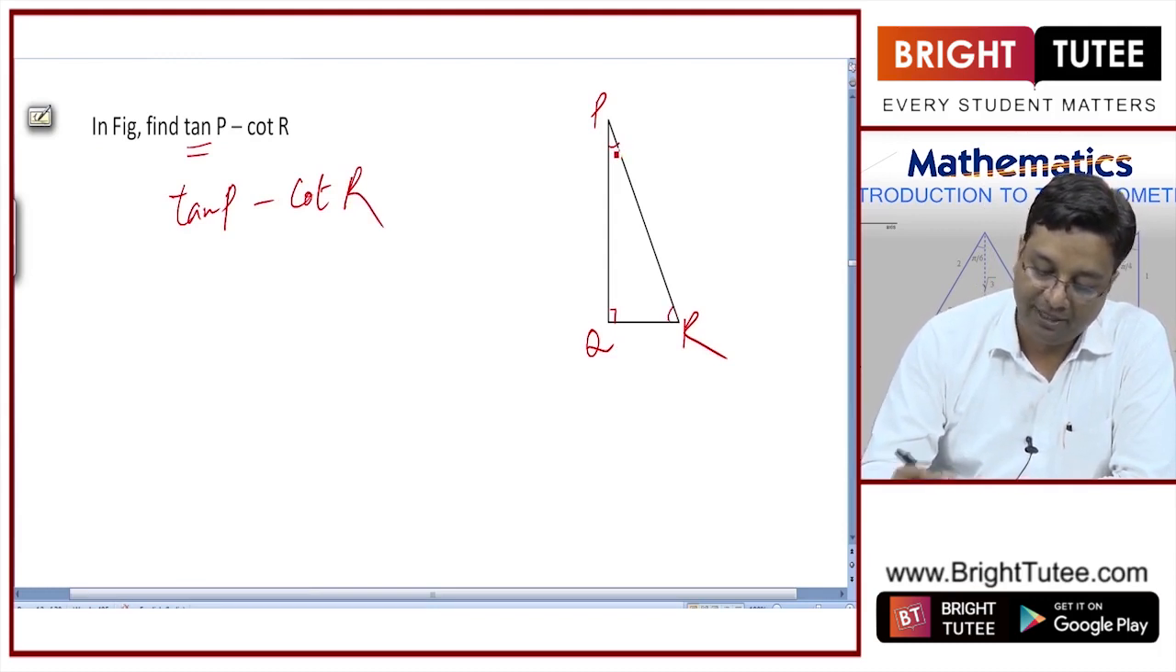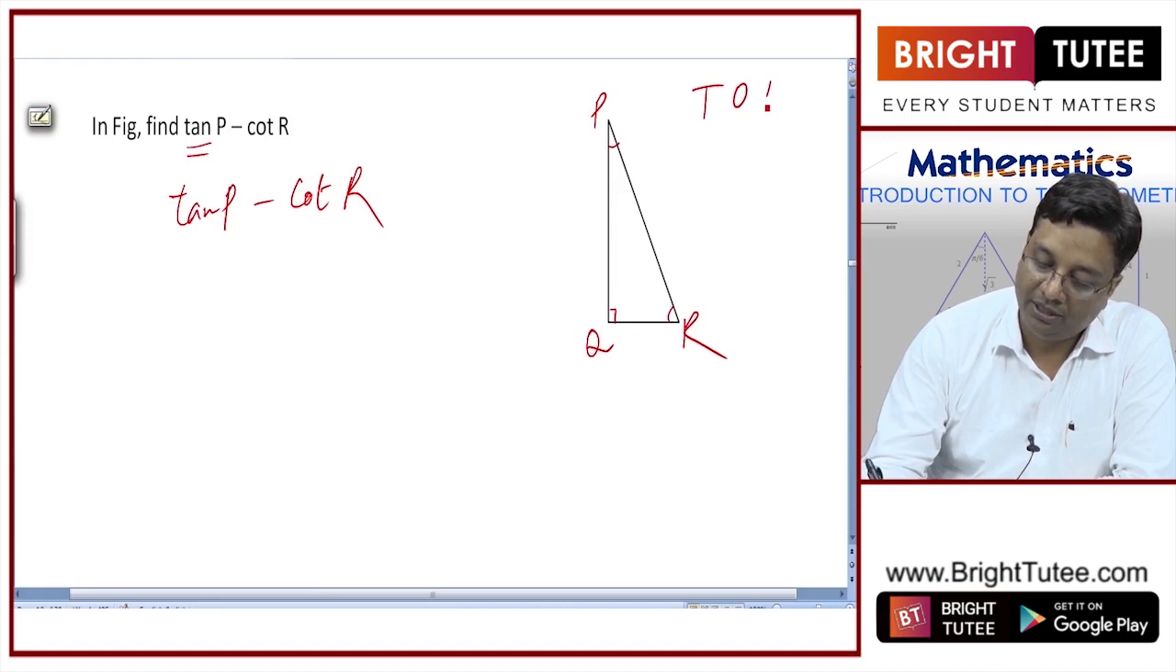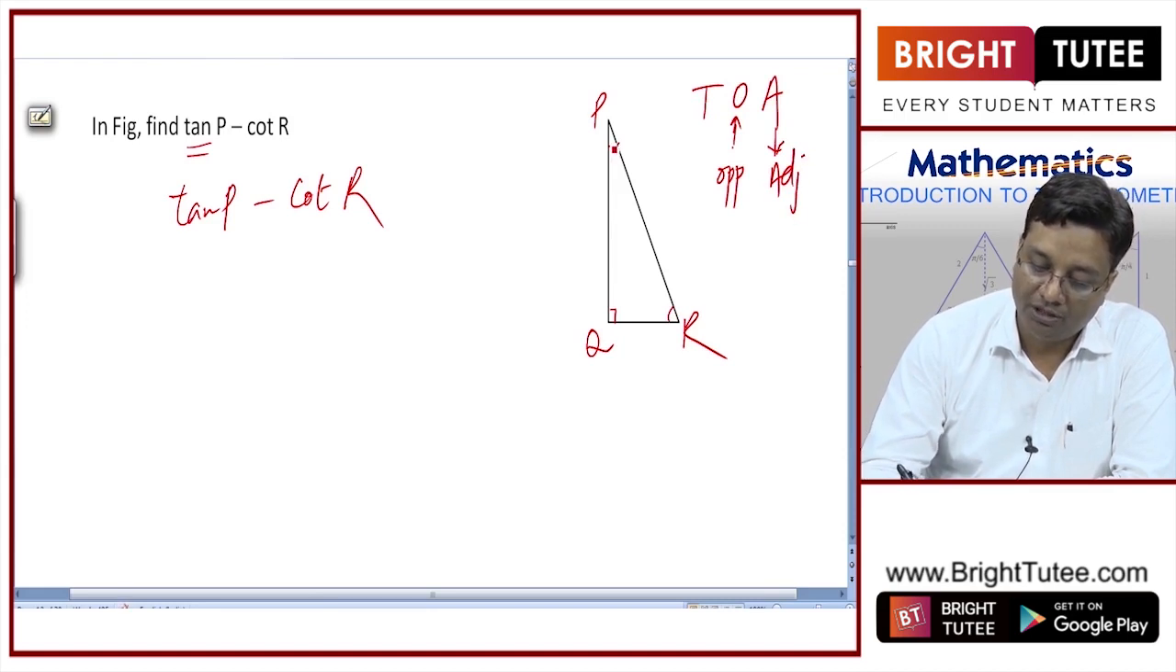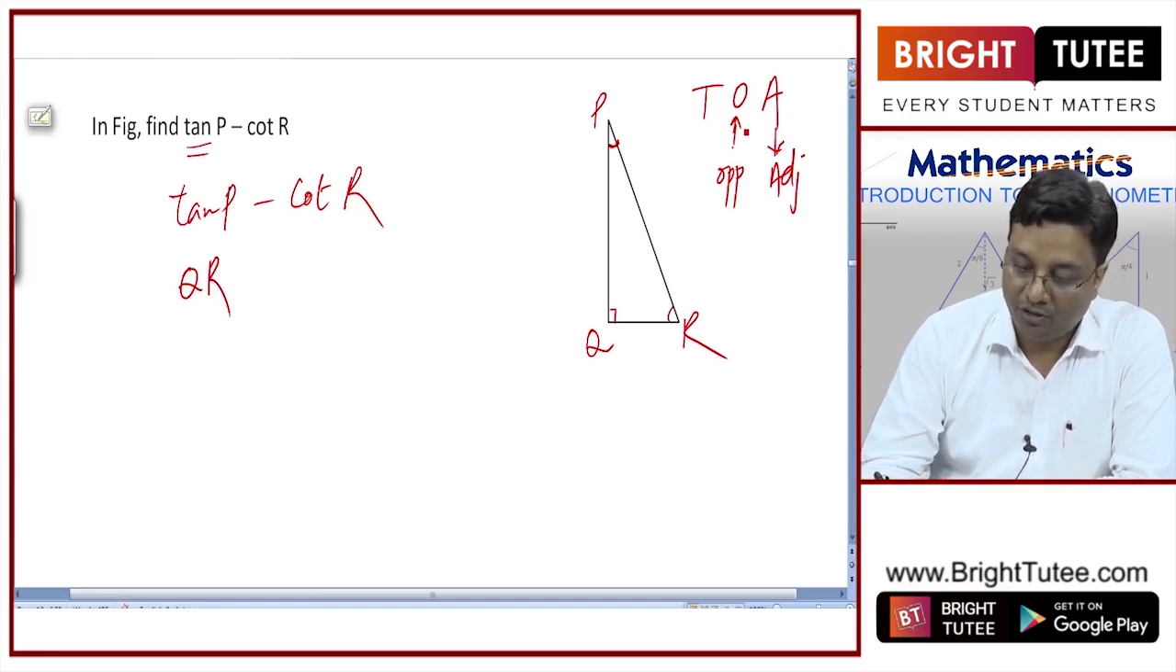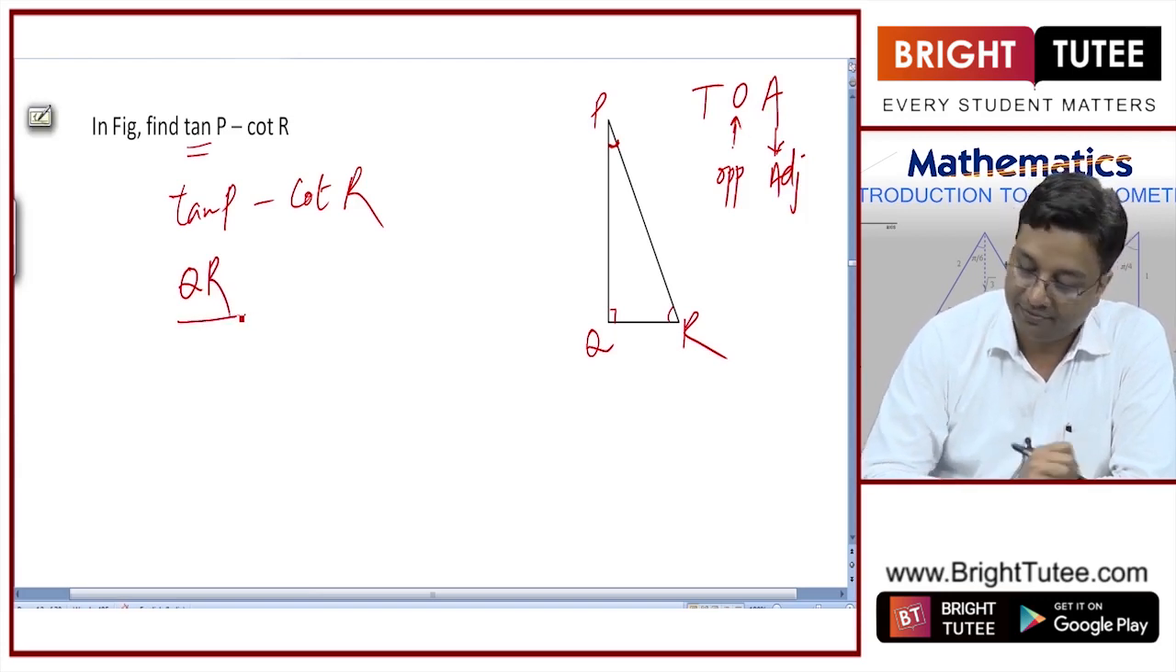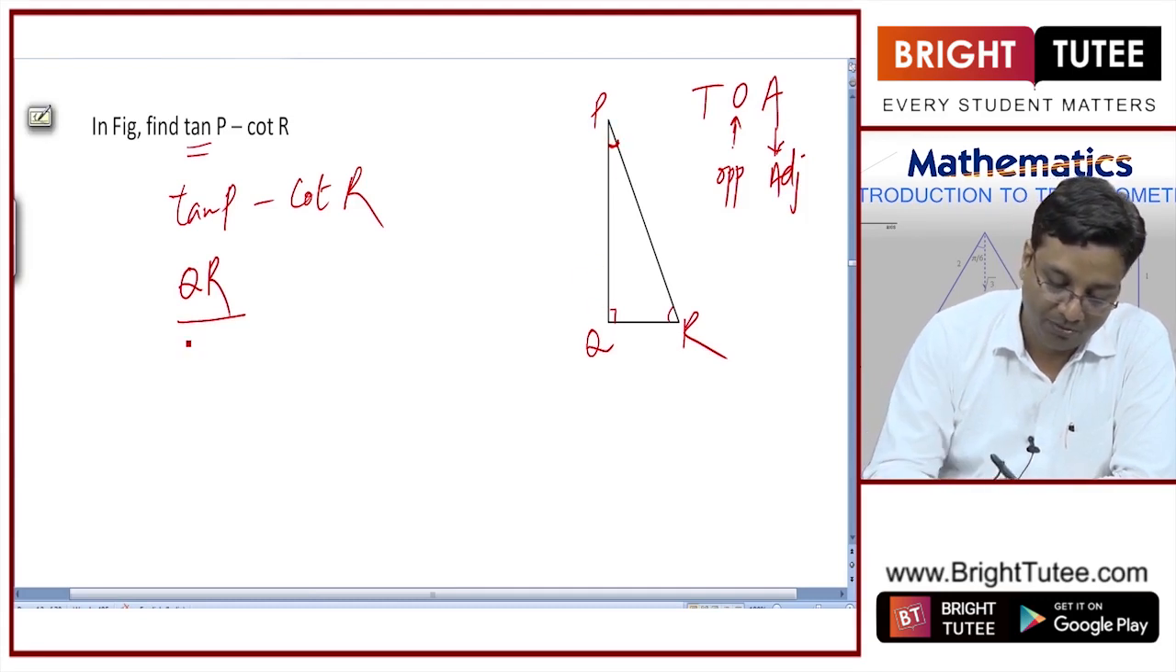What will be tan P? You remember this TOA? This is opposite, this is adjacent. What is opposite side of P? Opposite to P is QR, right? Opposite by adjacent. What is adjacent side of angle P? PQ.